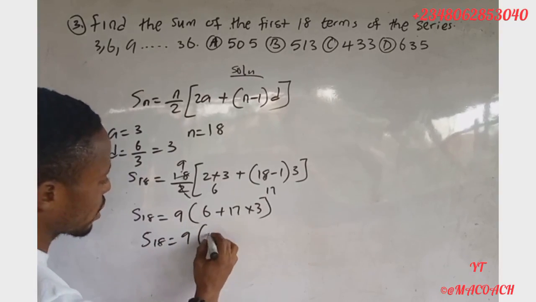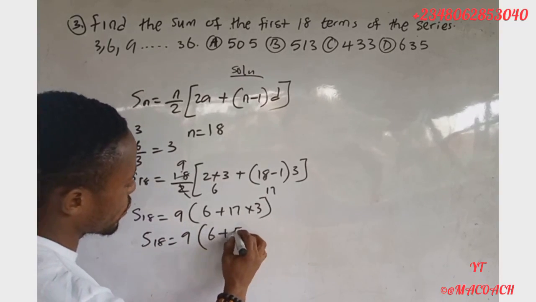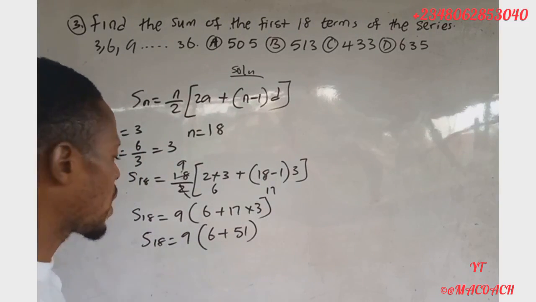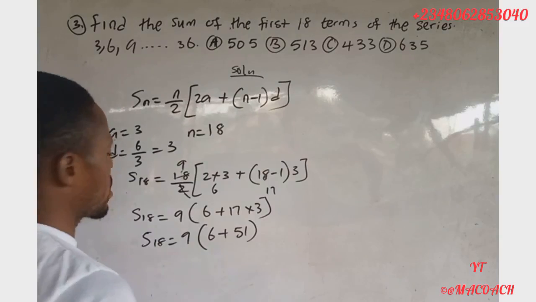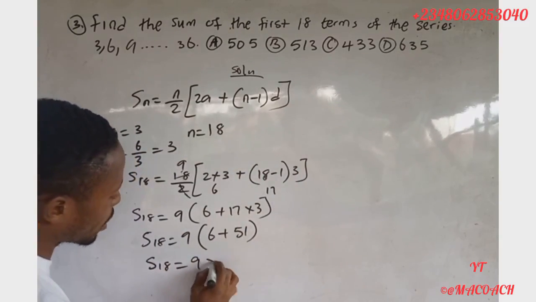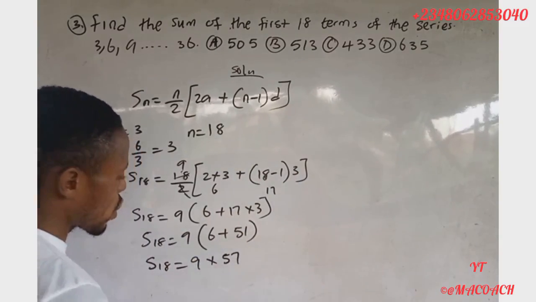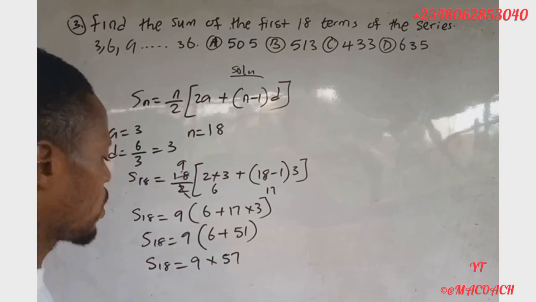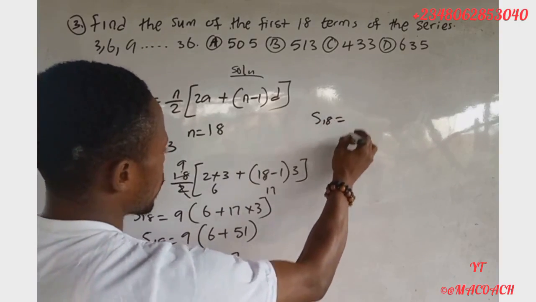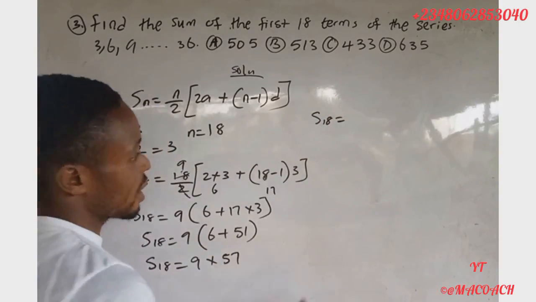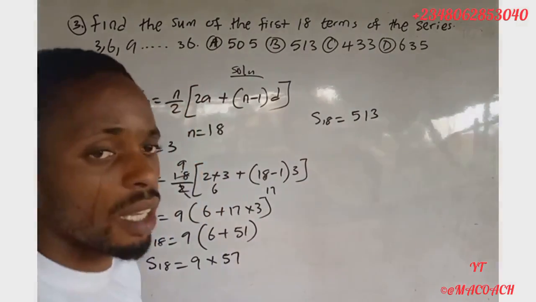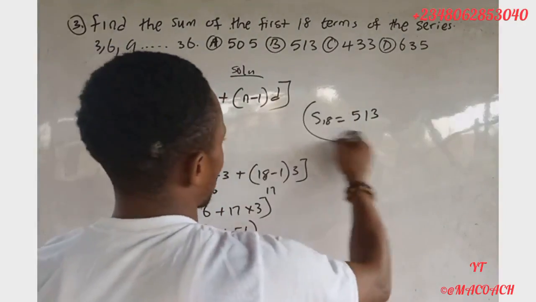So S18 is equal to 9 into bracket 6 plus 51. So 6 plus 51, we get 57. So S18 is equal to 9 multiplied by 57, so 9 times 57. That gives us 513. So for this, our answer is equal to 513.